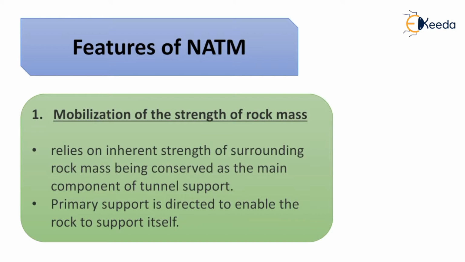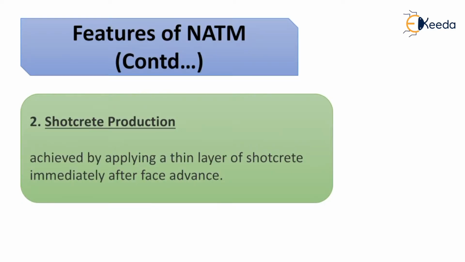Here we will have a look at the features of NATM. The first feature is the mobilization of the strength of the rock mass. This relies on the inherent strength of the surrounding rock mass, which is conserved as the main component for the tunnel support. The primary support is directed to enable the rock to support itself.